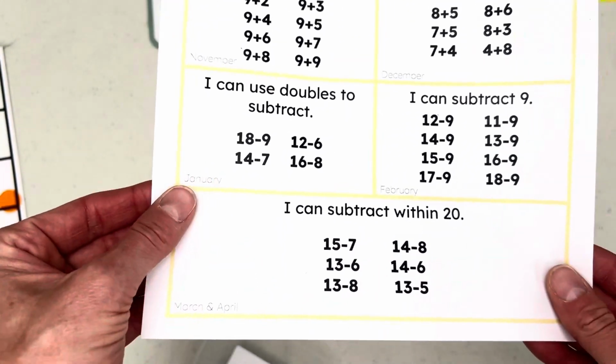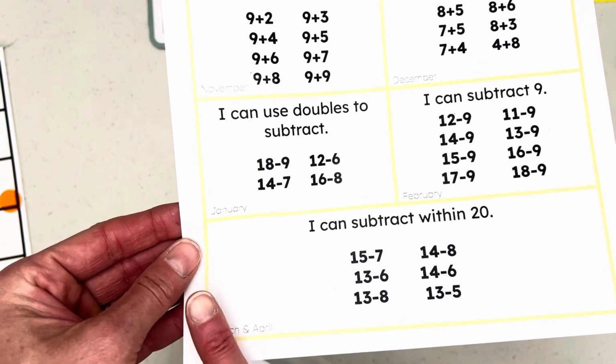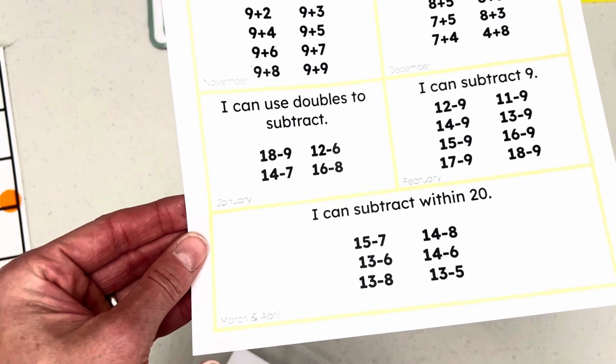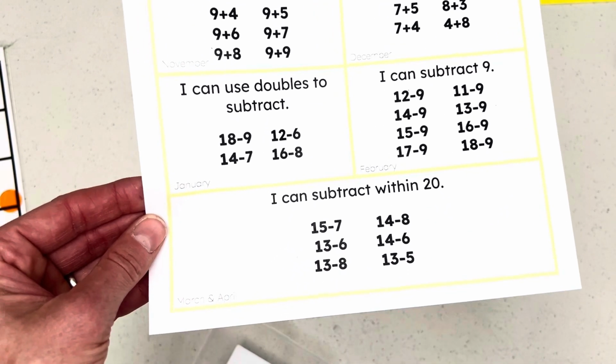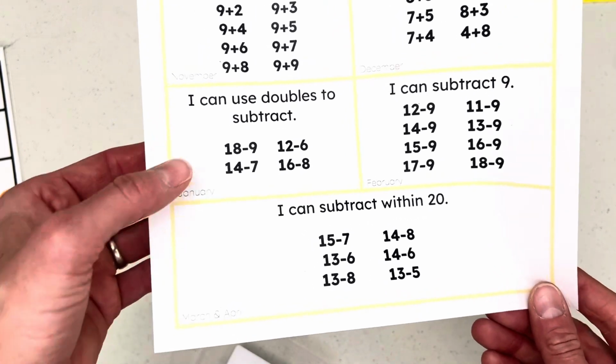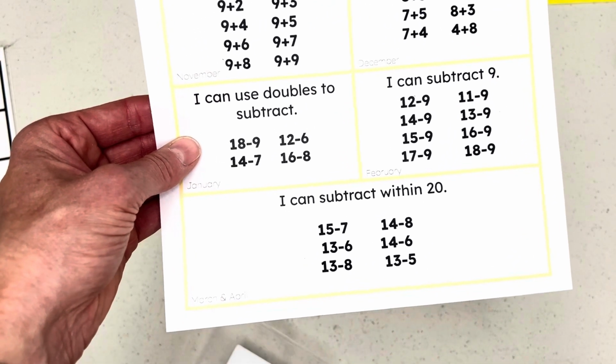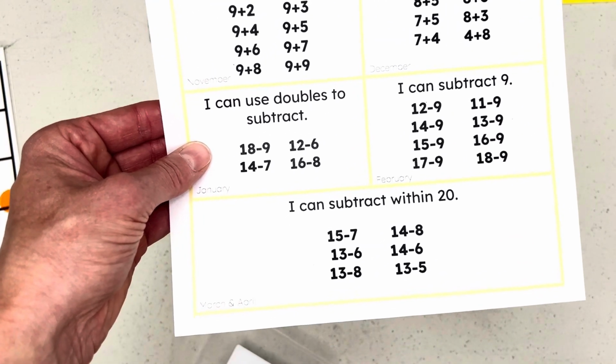March and April are a little unique for second grade. I have grouped the student goal into both months, March and April, because it's a big one. These are the hardest ones for them to learn typically, but I'll have a video separately for March and for April. March is going to be subtracting by jumping back to 10.